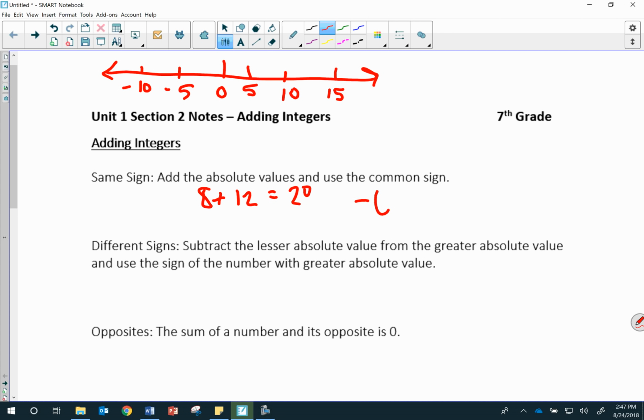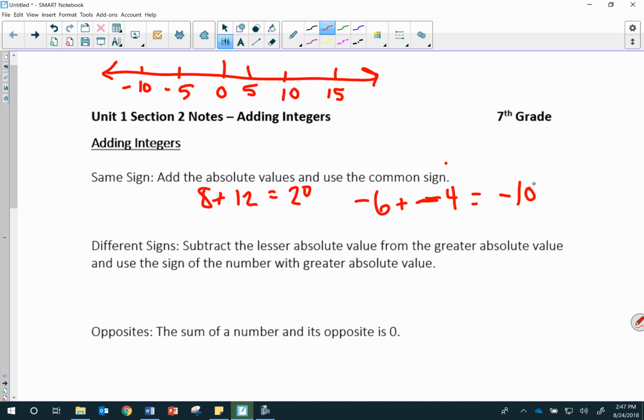If we have -6 plus -4, let's make that one negative sign there. Our signs are the same, so we're simply going to add our numbers and keep the sign the same. So our answer would be -10.